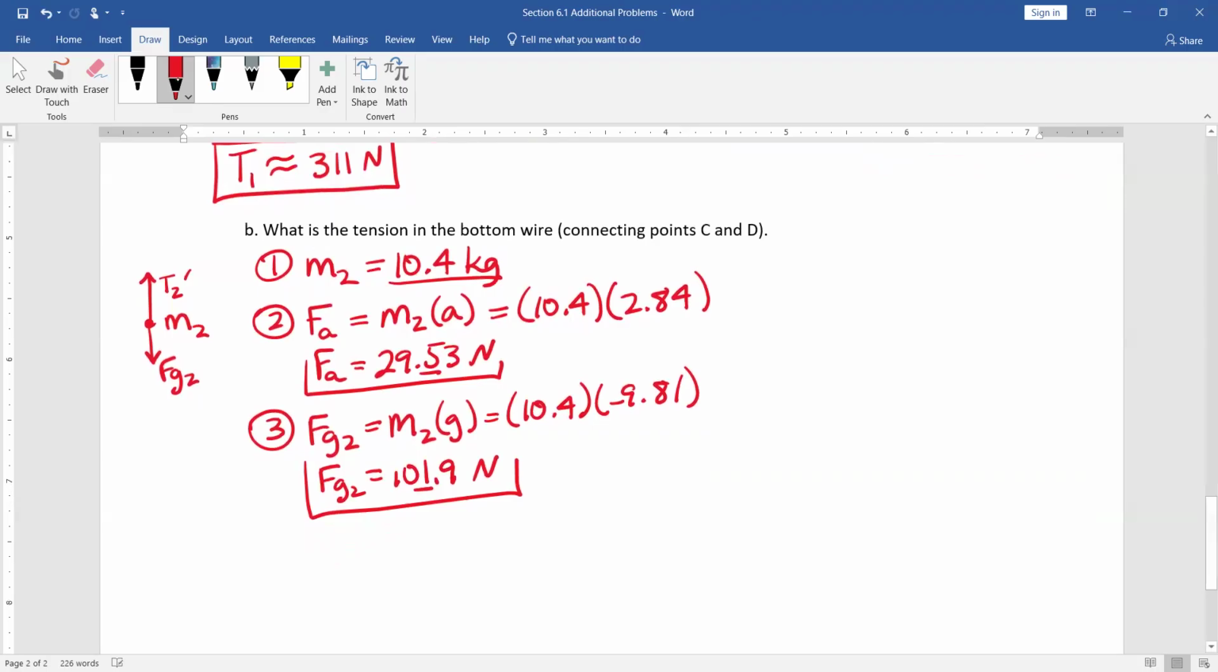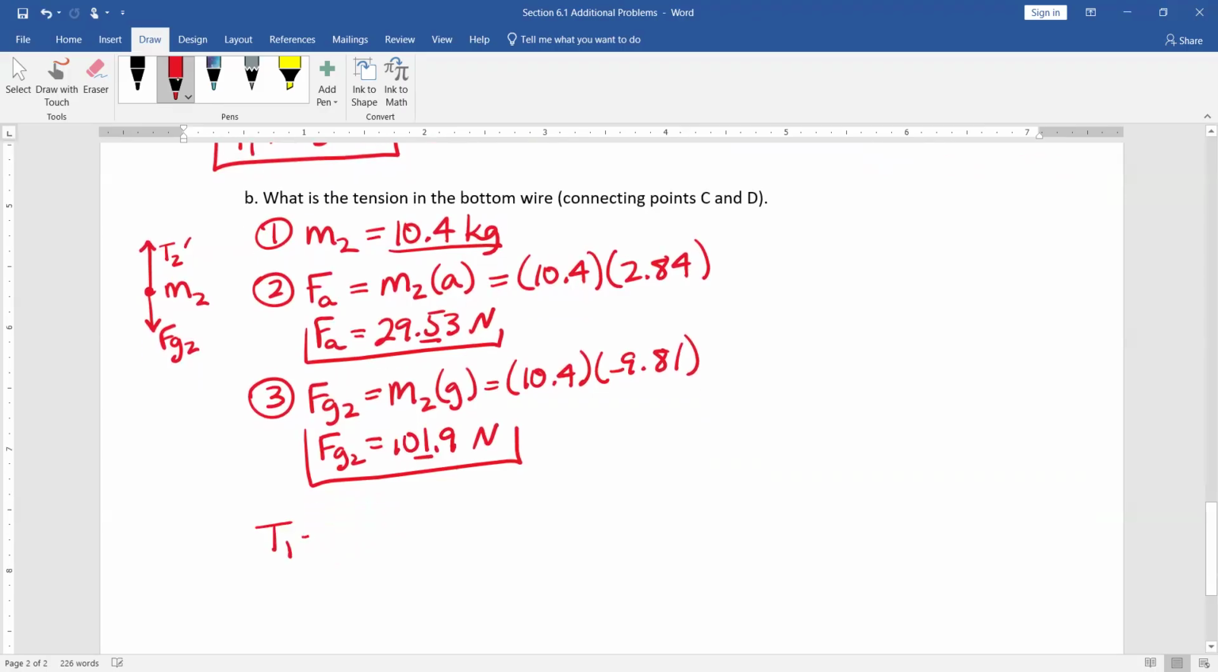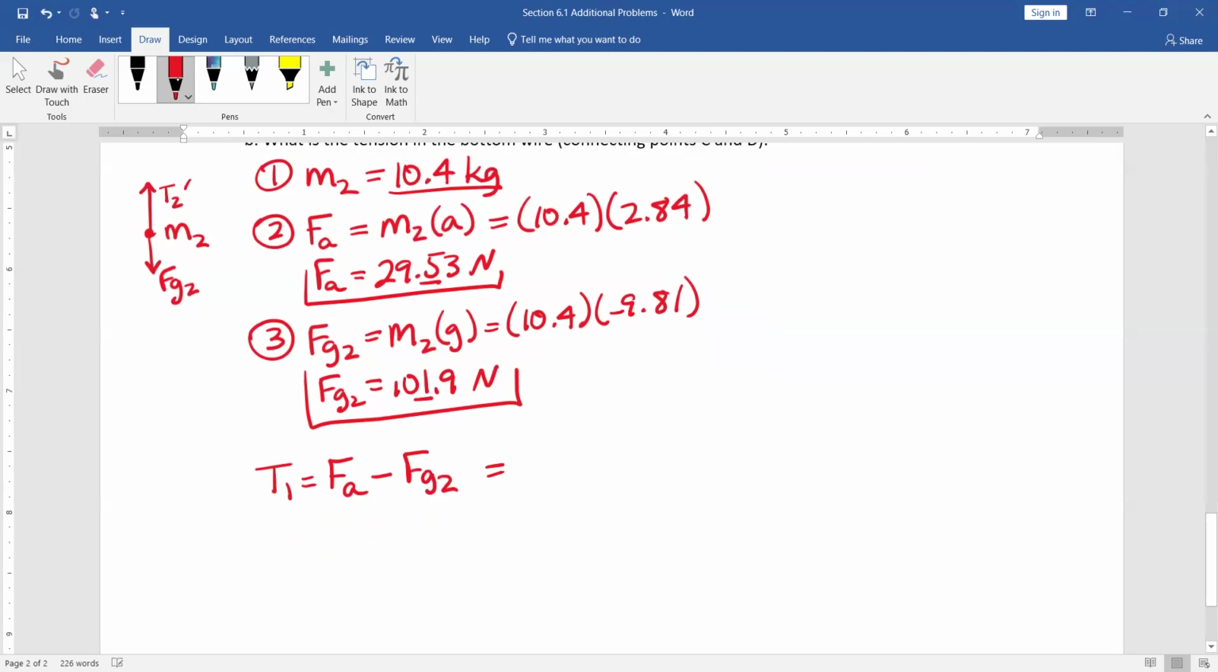Okay, now we use the exact same process. T equals F_A minus FG2. So that is 29.53 minus negative 101.9. So that means that T, I'm sorry, don't mind me, this is T2 prime, is going to be approximately 131 newtons.